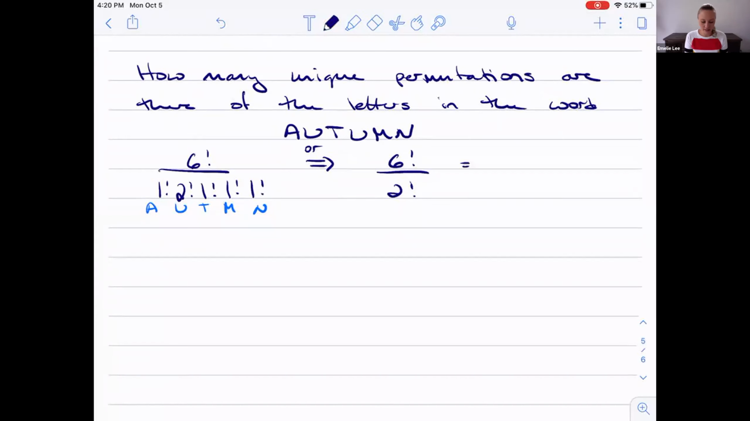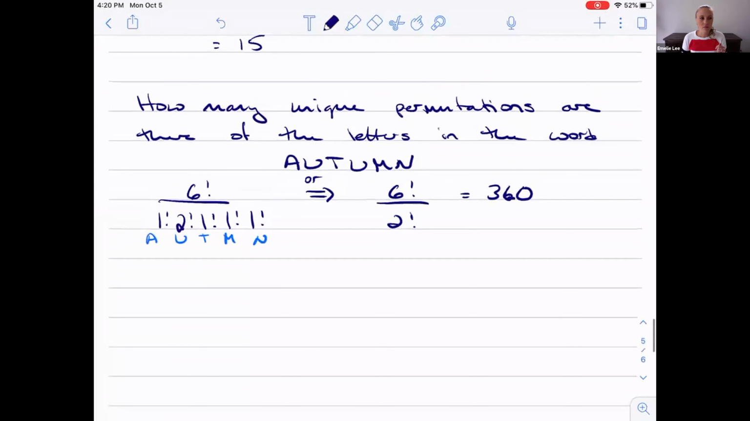I'll just use my calculator. 6 factorial divided by 2 factorial is 360 unique permutations. But I want you to see that this is the same question, or at least the same work for 2 different questions.